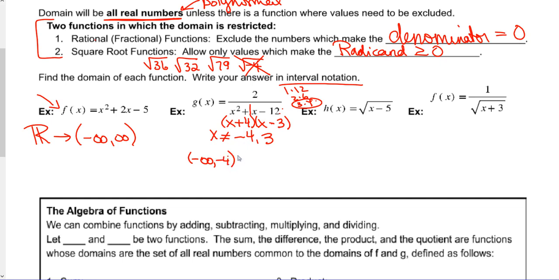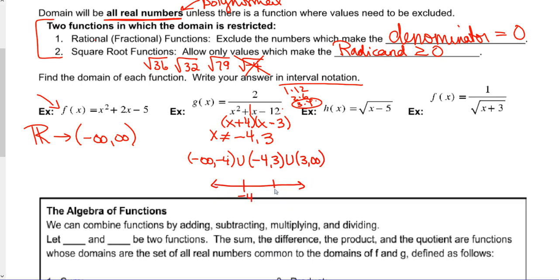Then I have to union and skip over that. Remember, we're not including -4, so I have to have a parenthesis. Then I'm going to skip over from -4 to 3, all those numbers in between there, then I'm going to union everything else from 3 to infinity. So it looks kind of strange, but numerically on a number line, this is what we were doing.